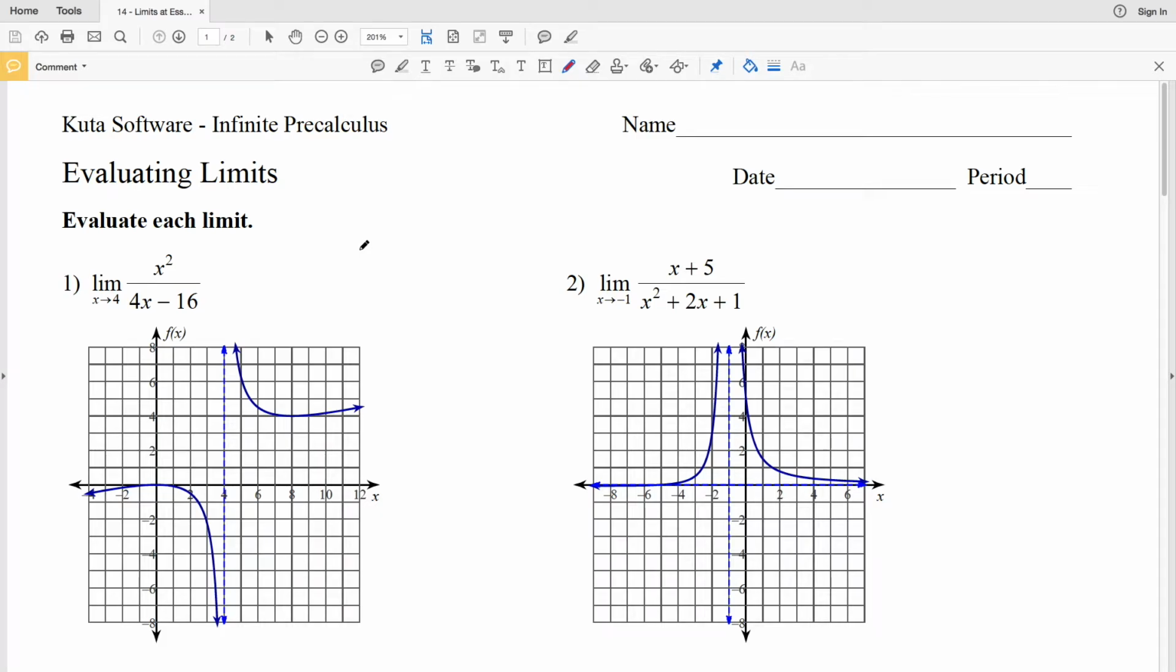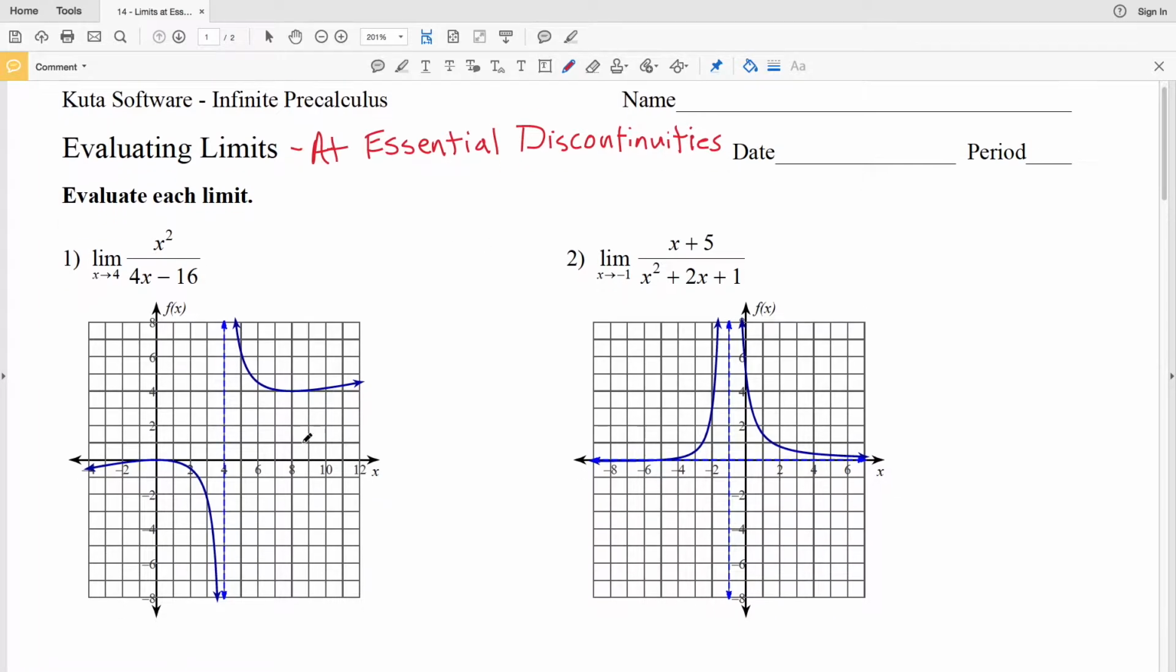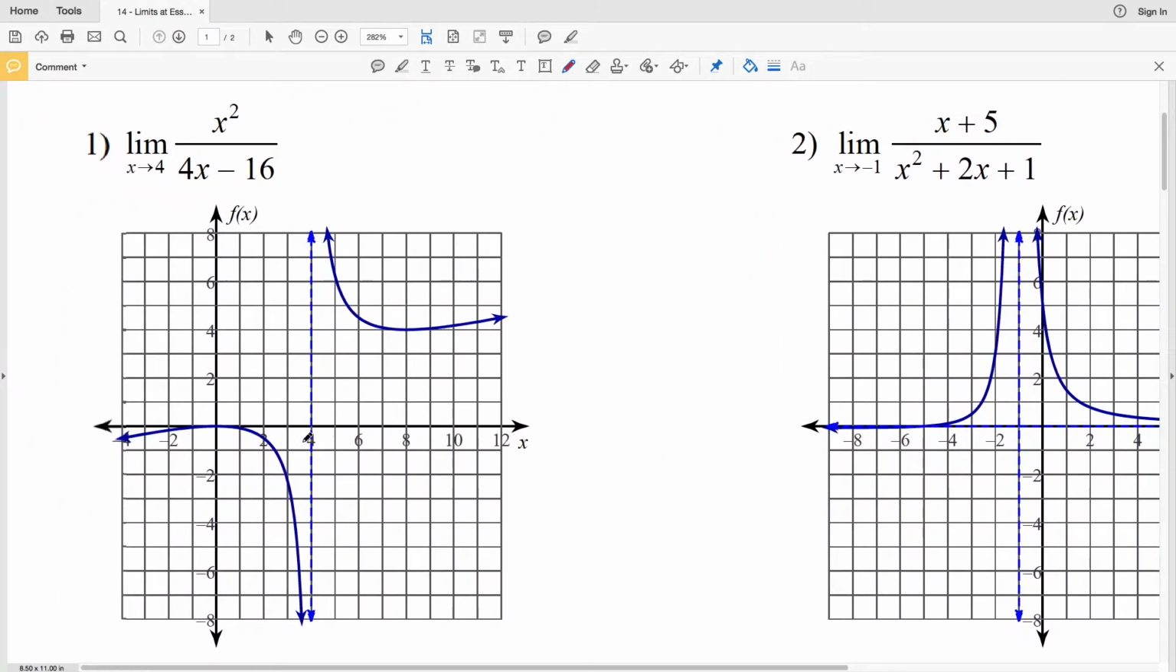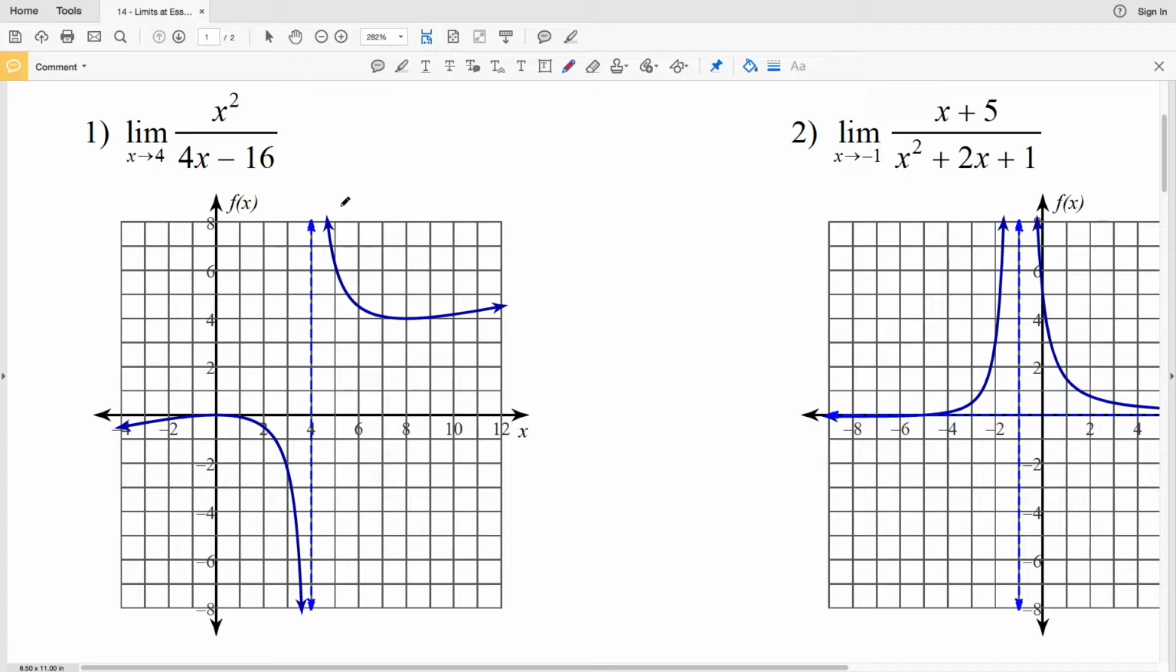In this Kuta Software Infinite Pre-Calculus free worksheet, we're going to be evaluating limits at essential discontinuities. So let's look at number 1. We're going to be evaluating the limit of x squared over 4x minus 16 as x approaches 4.